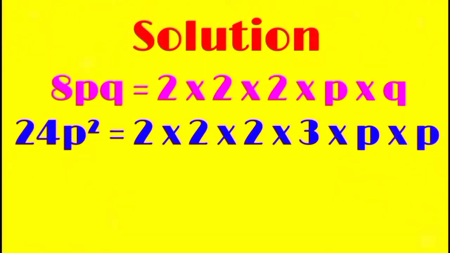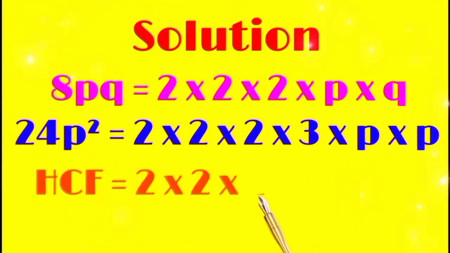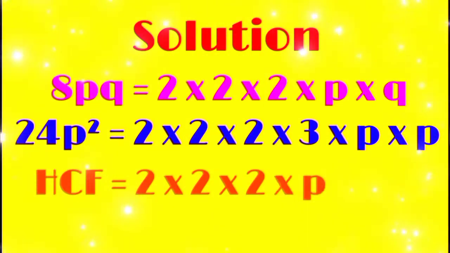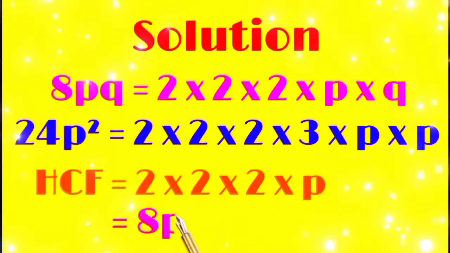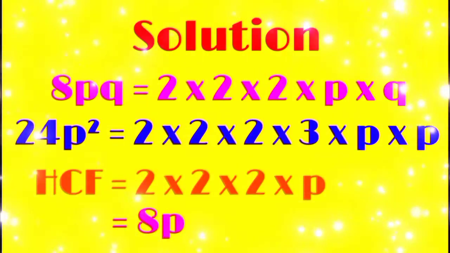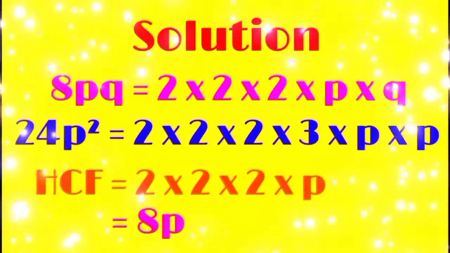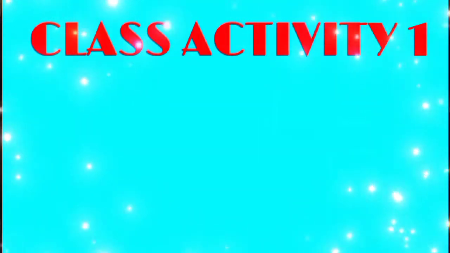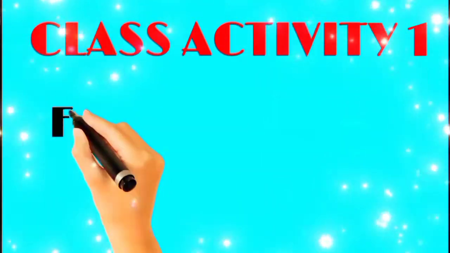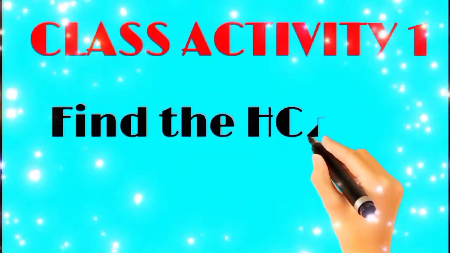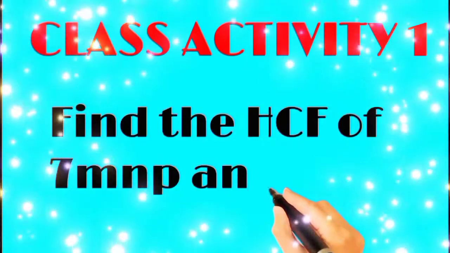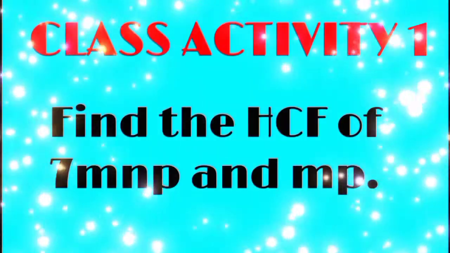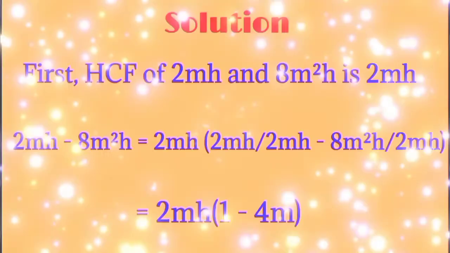So you trace out the common terms, I mean the common factors. If you look at it carefully, you notice 2 times 2 times 2 times p are common. So that gives us our HCF as 8p. Now, this is a class activity. I need you to solve this class activity in your notes and submit to your teacher. It says, find the HCF of 7MNP and NP.